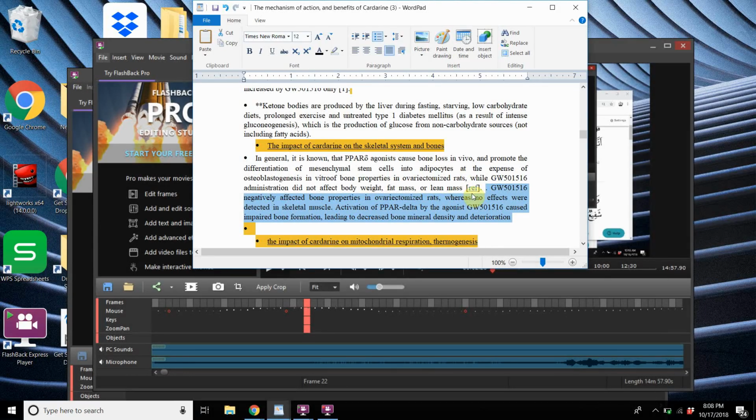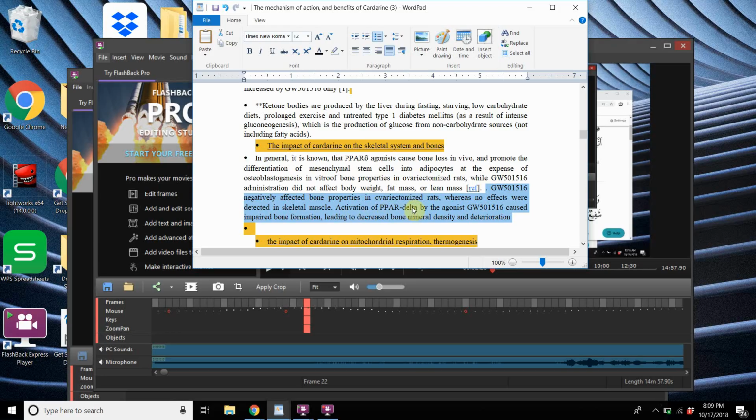In these rats, there is no effect in skeletal muscle, but it did have a negative effect on bone properties. Again, this is rats, female rats whose ovaries have been removed. I don't know why they chose to do the experiment like this, but obviously this is not a normal rat, not normal conditions. I don't know what this means.